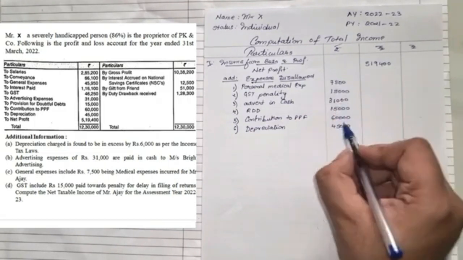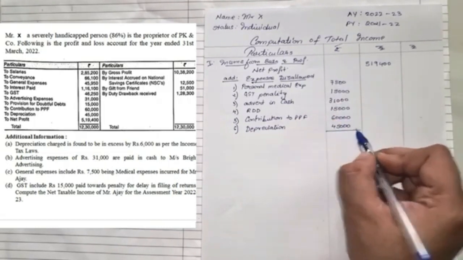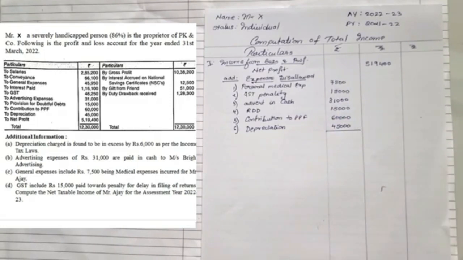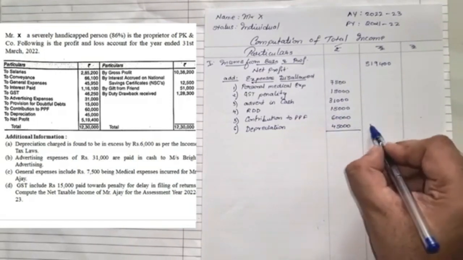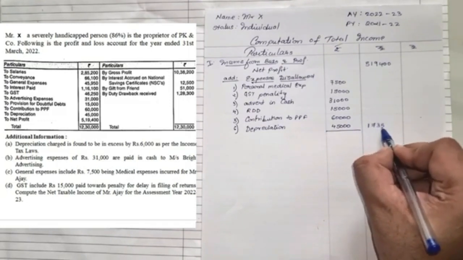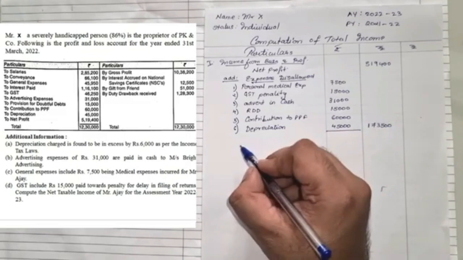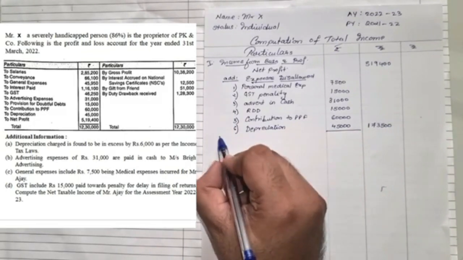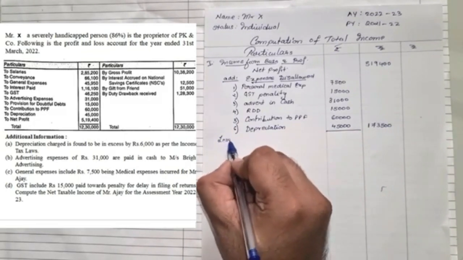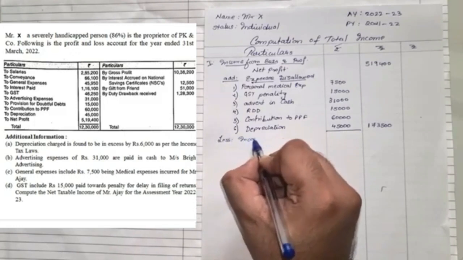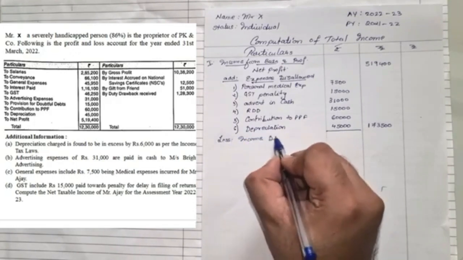Okay, so we have all the expenses done. So we add it up. So 7.5, 15, 31, 15, 60, 45. Total will come to 1,73,500. Once you got all the expenses disallowed, next will be less income disallowed.